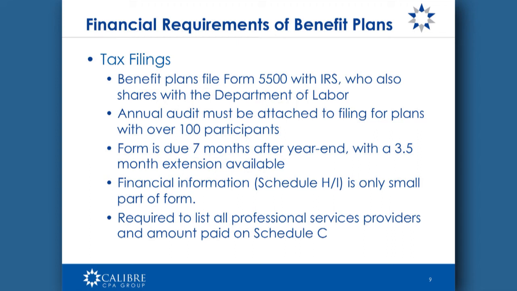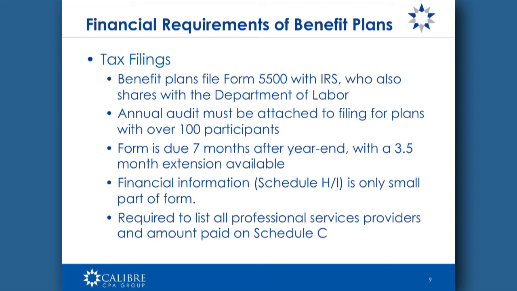Again, for plans with over 100 participants, the annual audit must be attached. And unless you have what we talked about earlier with the limited scope audit, you need to have an unqualified opinion attached to your Form 5500. The form's due 7 months after year end, and you do have a 3.5-month extension available. So again, you need to coordinate all this with your auditor. If you are an auditor, you need to coordinate it and make sure you schedule properly. If you're running the nonprofit and on the internal financial side, you need to make sure all this is scheduled and that you know these dates.